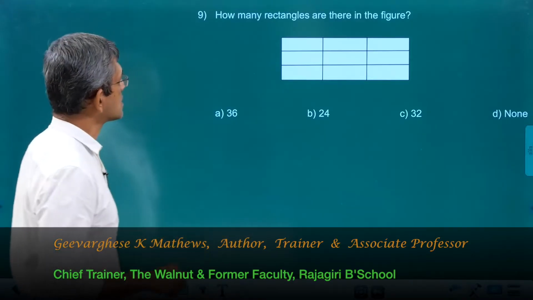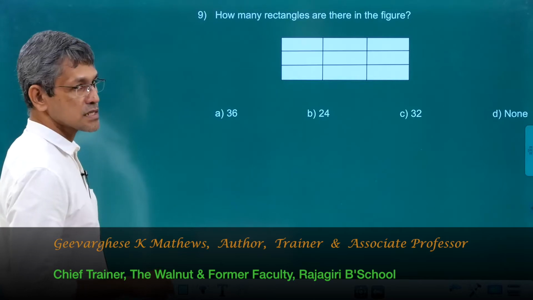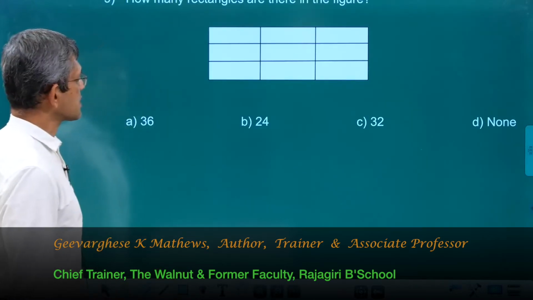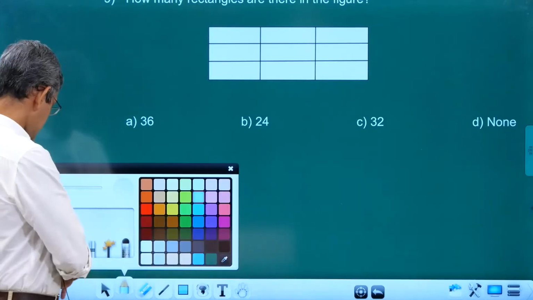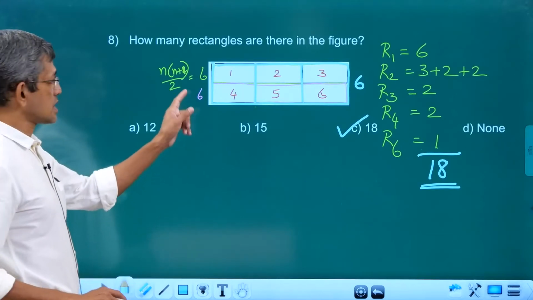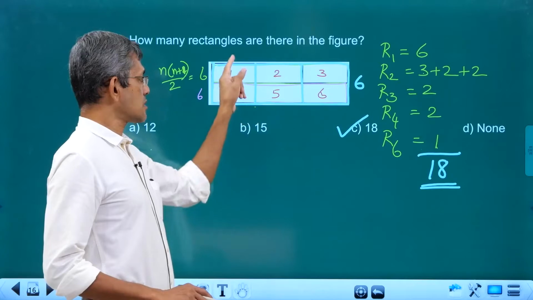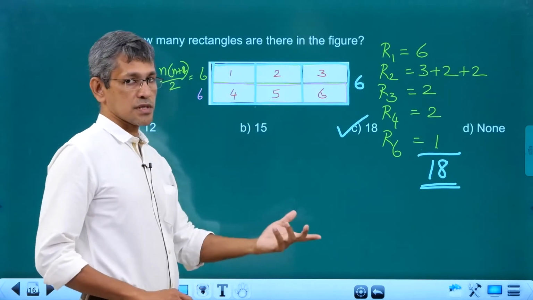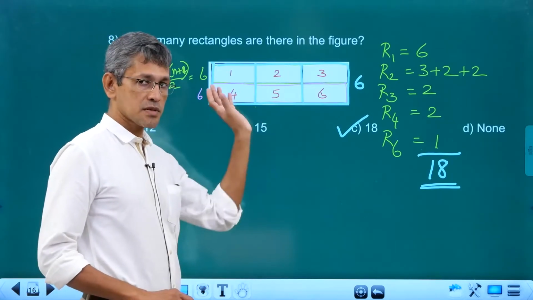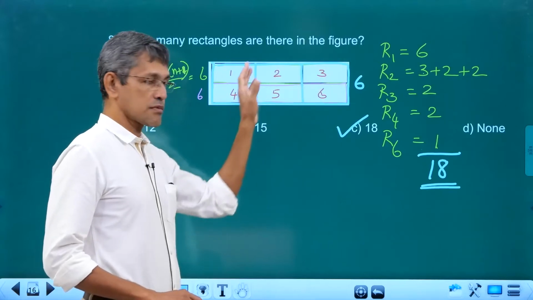So this one, how many rectangles are there in the figure? This figure has a peculiarity. When you compare it with the previous question, in this case, how many rows? You have 2 rows. And how many columns? You have 3. So 2 into 3. So it's rectangles, but 2 rows and 3 columns.